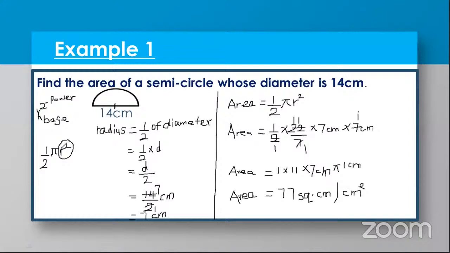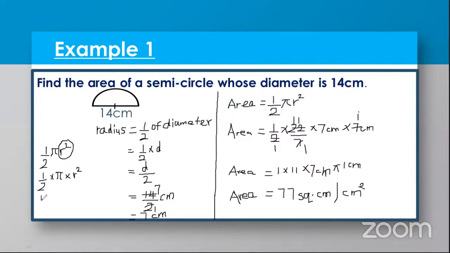Now, what does it mean when I say r squared? It means that the base, which is r, is being multiplied 2 times. Now, in most cases, you can even first do like this. You can say it is a half times, because there is multiplication, times pi, times r squared. That is what it means if I expand it.